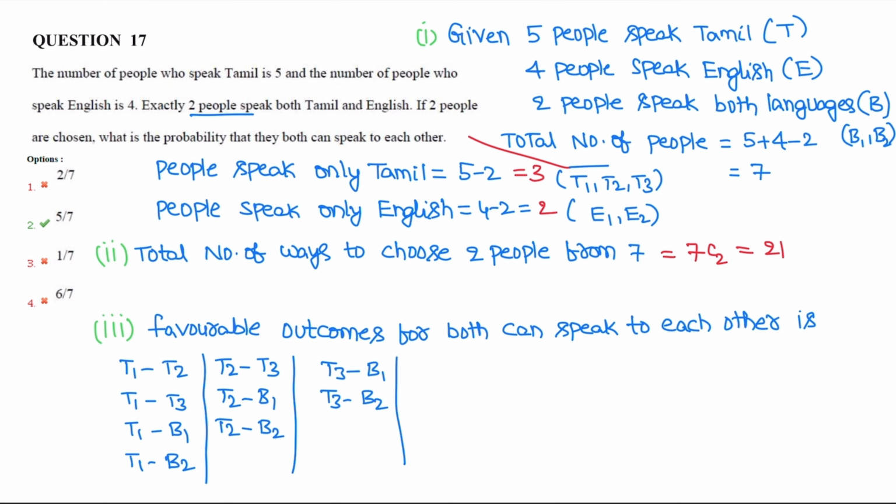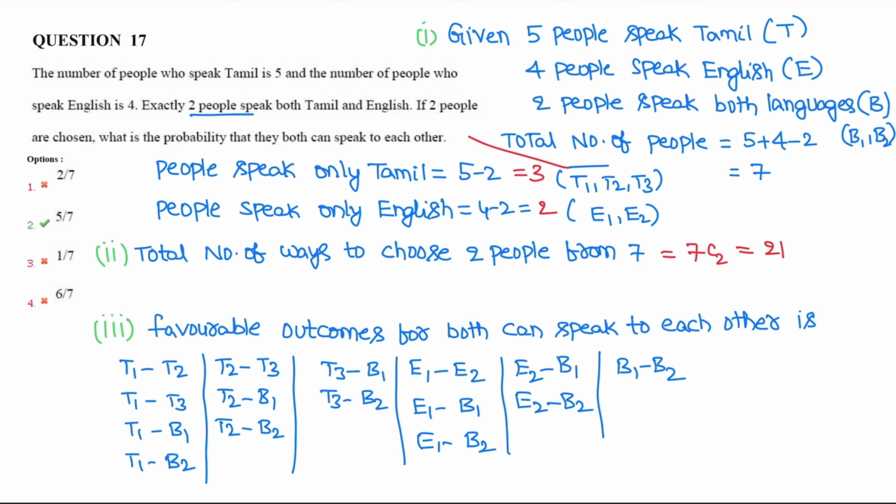Next is English. There are 2 people who speak English. E1 can speak with E2, E1 can speak with B1, E1 can speak with B2. Next, E2 can speak with B1, E2 can speak with B2. Next, B1 can speak with B2. These are the total possible favorable outcomes.